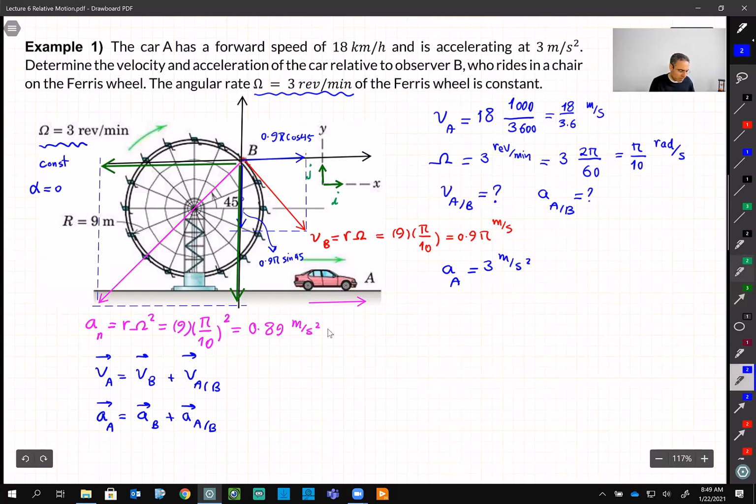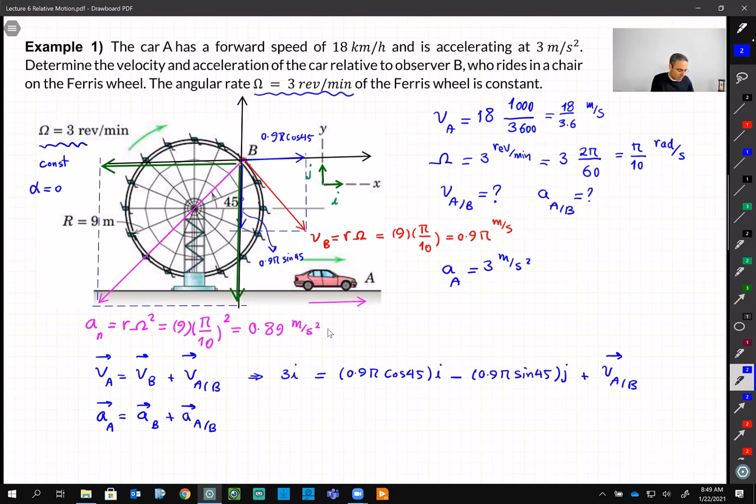So let's just substitute these values here. So VA, it is 3I because it is on horizontal line. What about VB? We just find it, right? It is 0.9 pi cosine 45 I minus 0.9 pi sine 45 J. And what is VA over B? This is what we are looking after. We want to find it out. And we'll do the same for this guy.